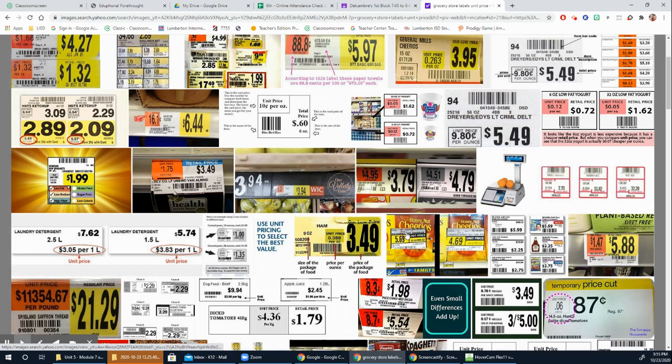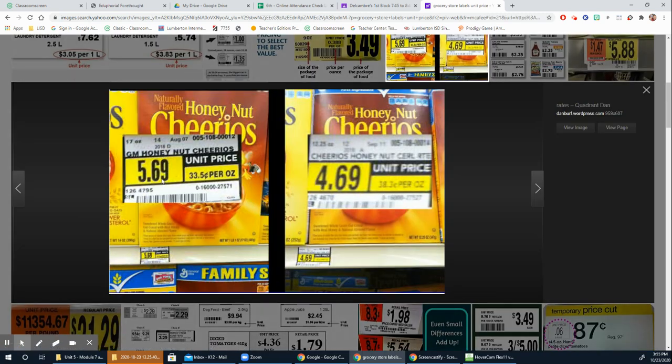And it's comparing things. So I'm going to pull up this Honey Nut Cheerios. You see they're the same box. I mean, they're the same thing. You have Honey Nut Cheerios here. You have Honey Nut Cheerios here. They're the same cereal. However, this box is less money than this box. But if you look closely at it, this box has about 12 ounces of cereal in it, while this box has 17 ounces of cereal in it.